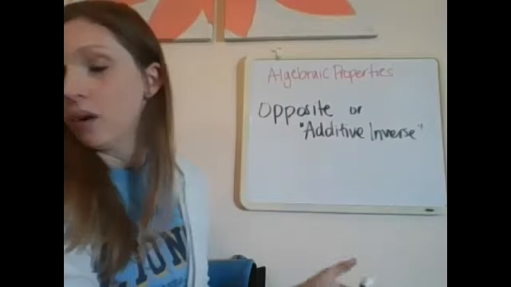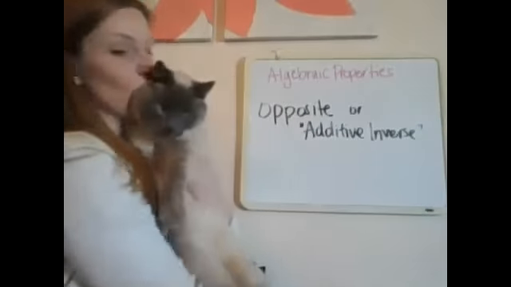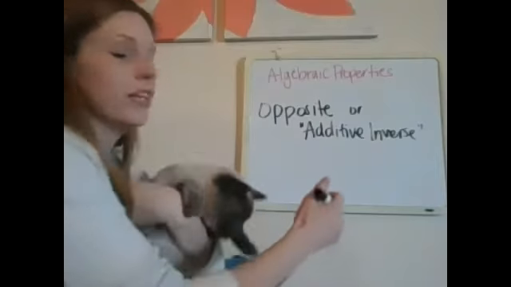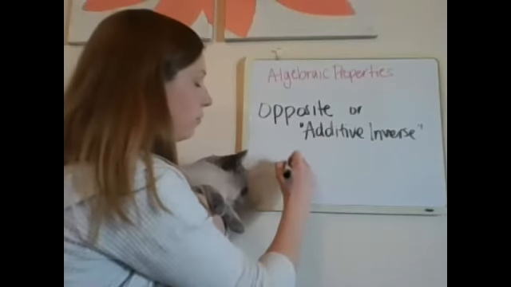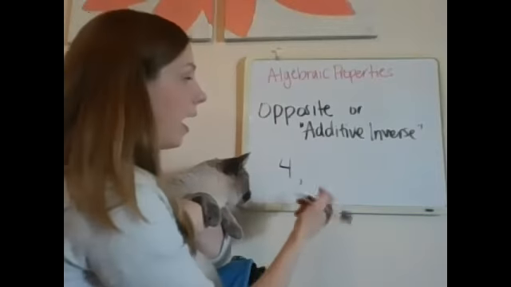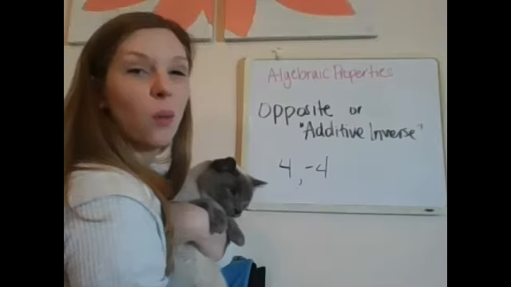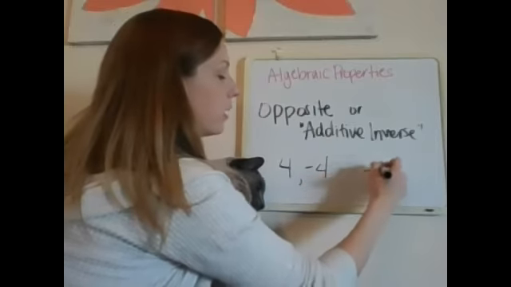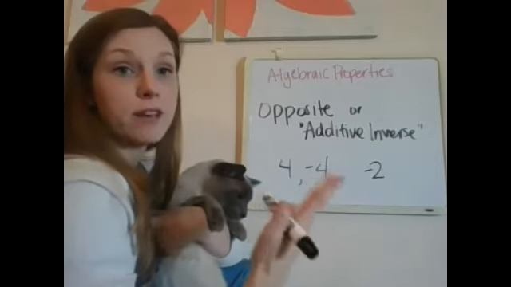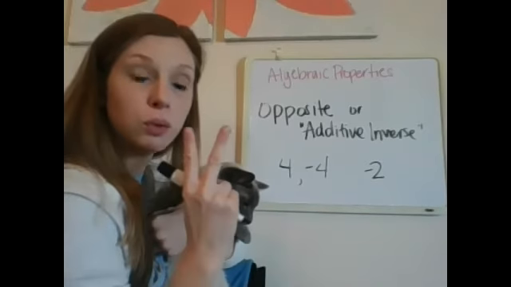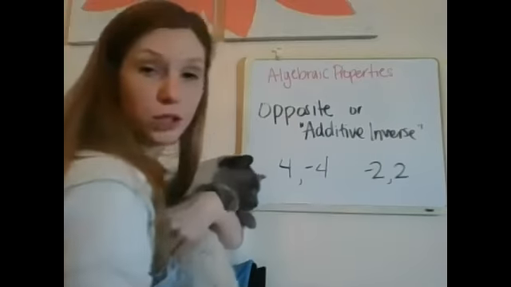All right, so the opposite or additive inverse of something is always the negative version of itself. So for example, if you have 4, the opposite or additive inverse would be negative 4. What if you start with a number that's already negative, like negative 2? The additive inverse would be negative, negative 2. And we know that 2 negatives always make a positive. So the additive inverse here would just be positive 2.